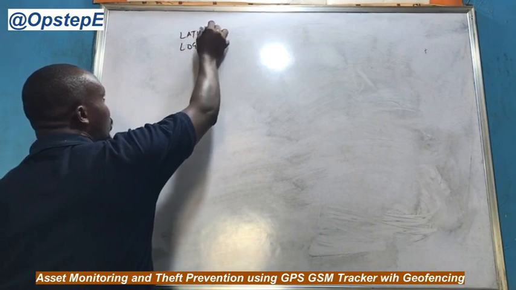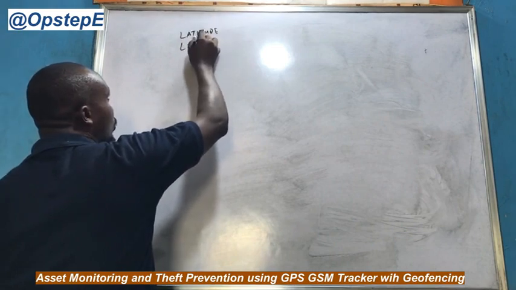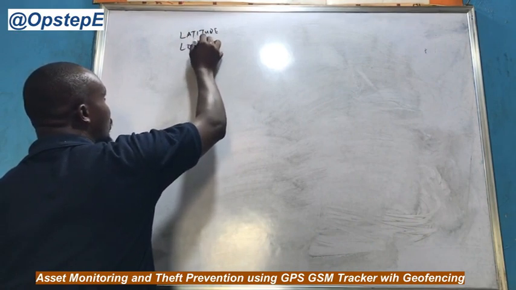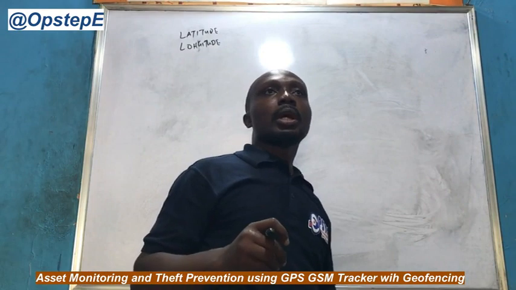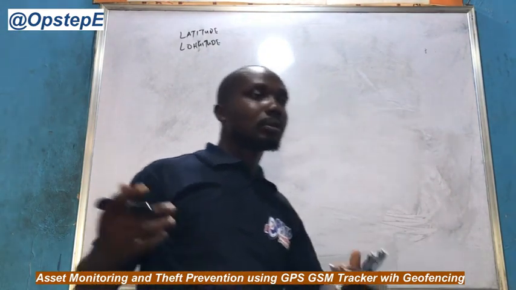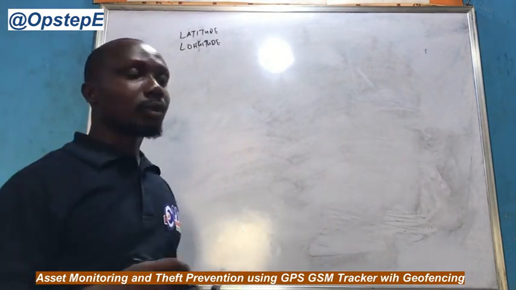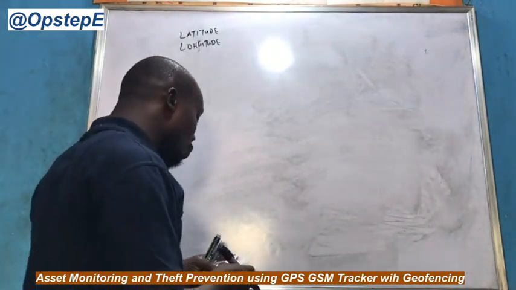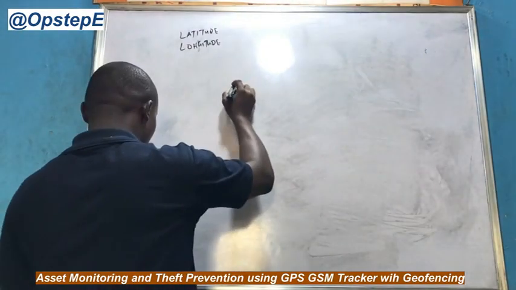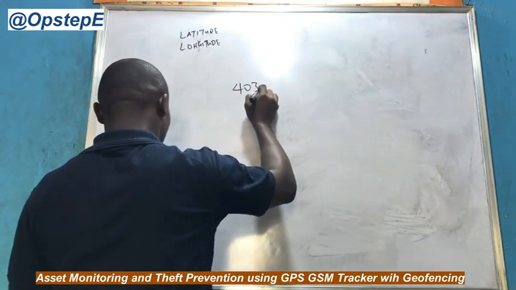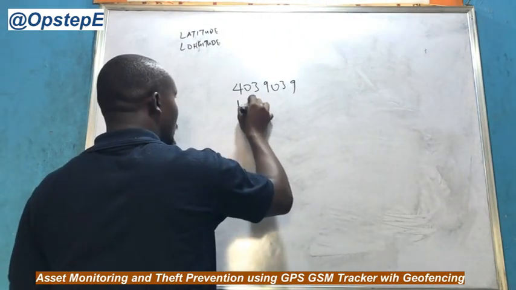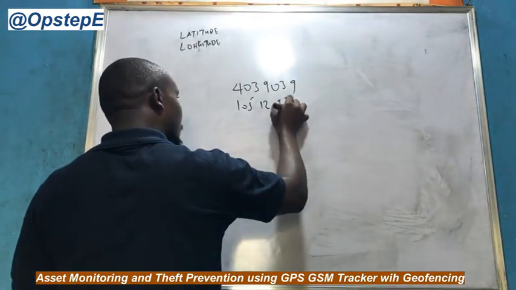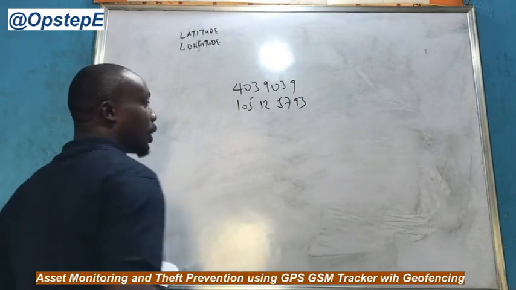Let me see, latitude, longitude. Okay. Now, we need these two pieces of information. When the GPS connects to the internet, I told you it receives quite a lot of information. The information is huge. And when it is received, an example of a typical coordinate that you get is this: 43, 9039, and then 105, 12, 5793. You get that information like this.